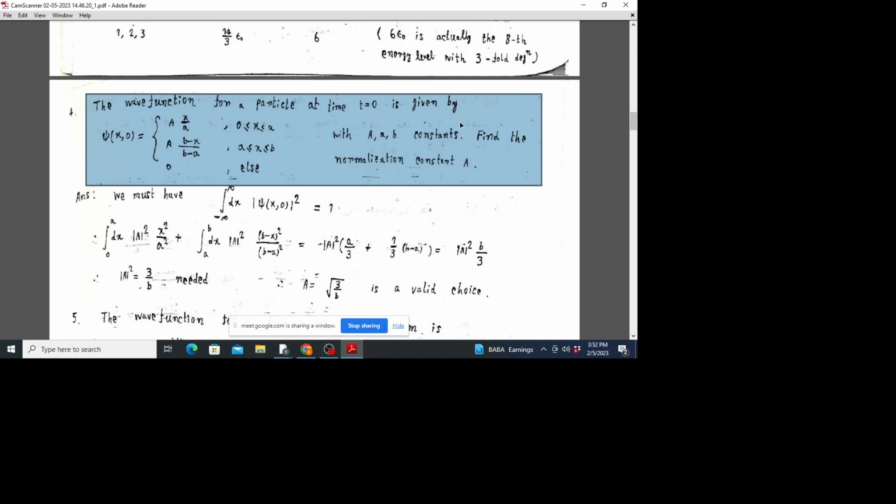The wave function for a particle at a particular time is given by this. This is the wave function at time t equal to 0. It is a piecewise continuous function. From 0 to a, it is x by a. From a to b, it is b minus x divided by b minus a. And elsewhere it is 0. You may check that at x equal to a, this function is continuous but not differentiable.